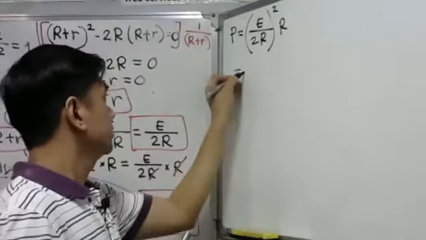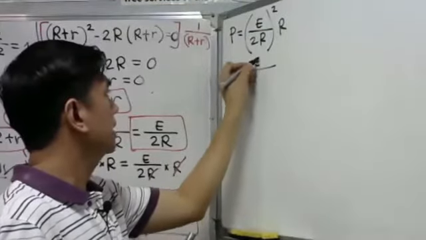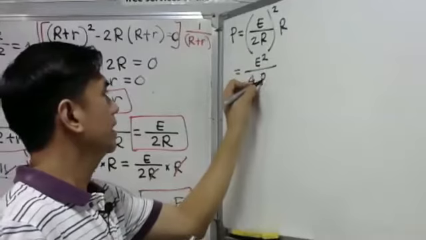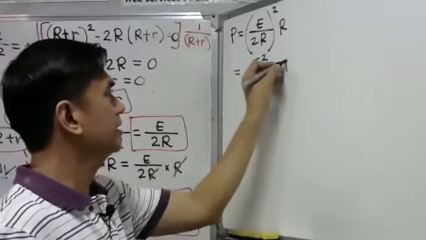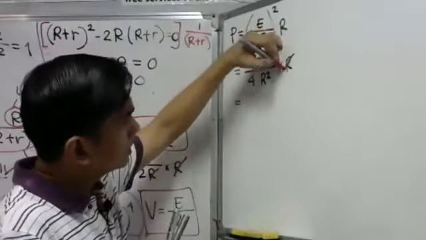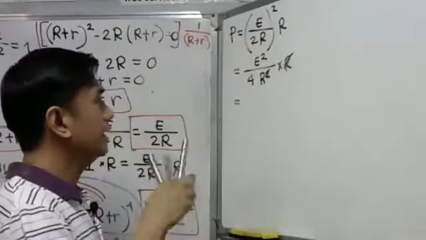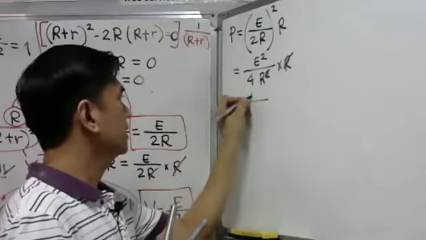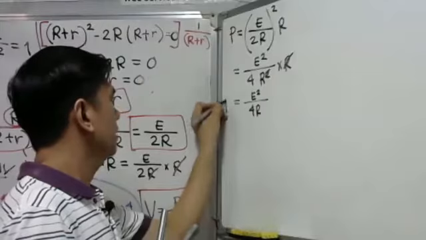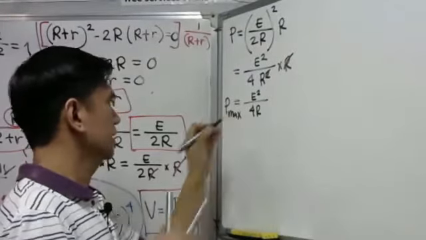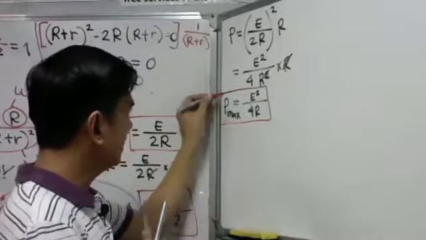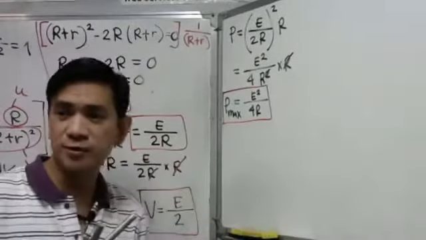Okay? So we have here our E, that will become E squared. 2 squared is 4. Then we have R squared, which is multiplied by R, and then one R will cancel out. So what will be left here is our E squared over 4R. This will be our maximum power being transferred to the load. So that is the largest power that our load can absorb.